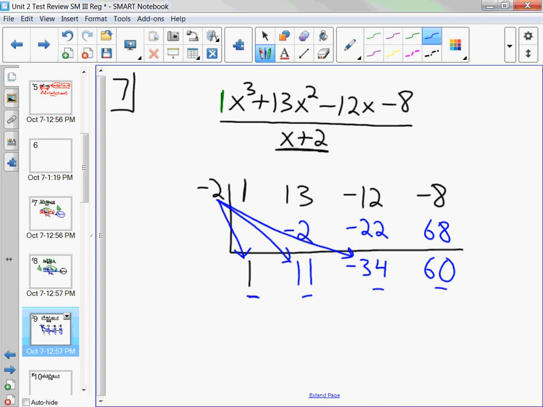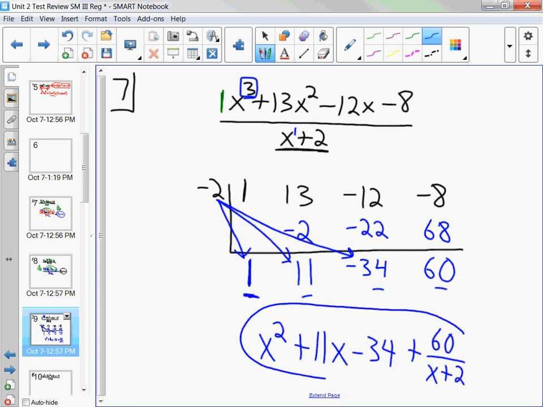So 1 is the coefficient for the term 1 less than whatever I divided into up there. Because I divided an x to the first into an x cubed, that reduces it to an x squared. So I have 1x squared, my coefficient's 1, and then we just go in descending order of exponents. Plus 11 for the x term, negative 34 for my constant, and then 60, which is my remainder, over my divisor, x plus 2. That is my answer.